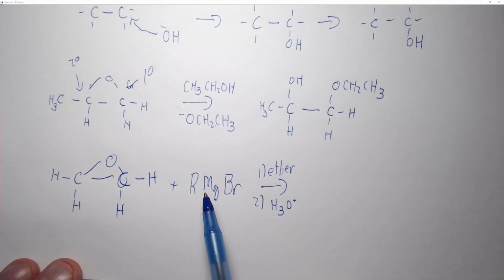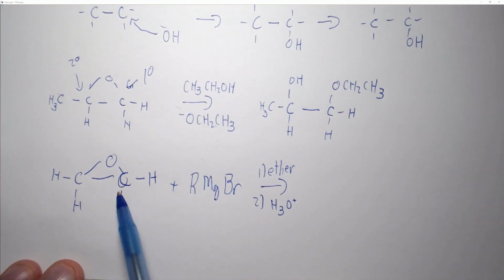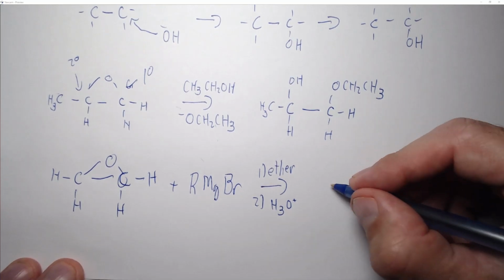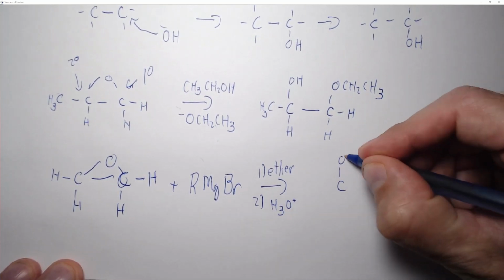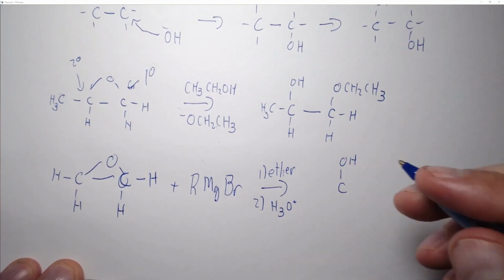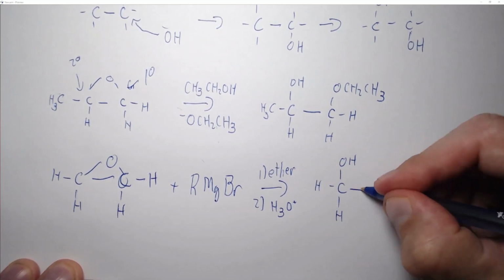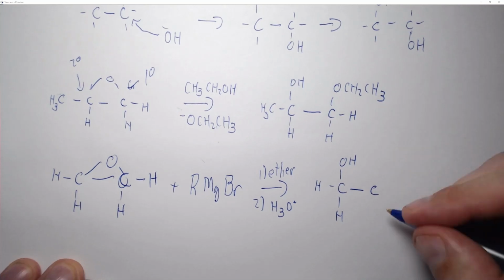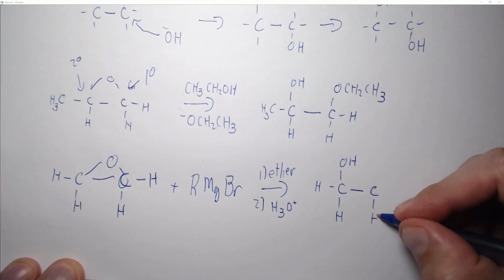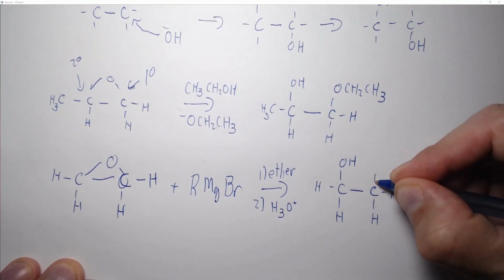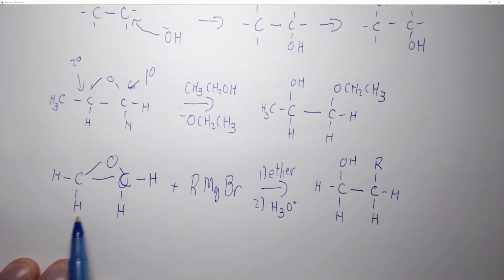So what's going to happen? Well, this R-MgBr bond is negatively charged. It comes in, kicks this out, and what we end up with is a C bonded to OH, because it will get protonated by the H3O+, as I just mentioned, and then we have a C bonded to an H, an H, and an R. So we can make a bigger alcohol using an epoxide.